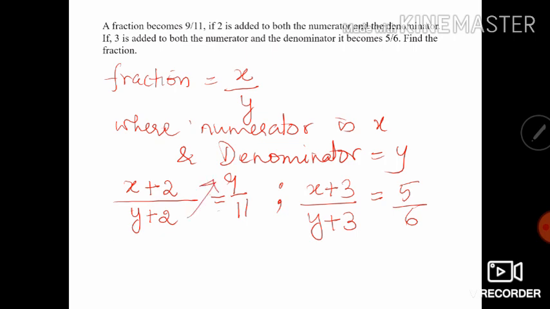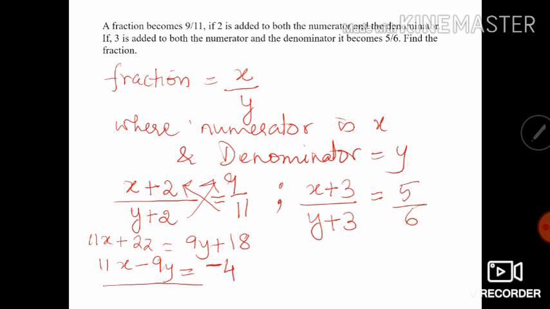So you need to reduce them into the standard form. So cross multiply. 11x plus 22 will be equal to 9y plus 18. Carry the variables to the left hand side, so 11x minus 9y, and the constants to the right side. 18 minus 22 will give us minus 4. So this is our equation in the standard form.